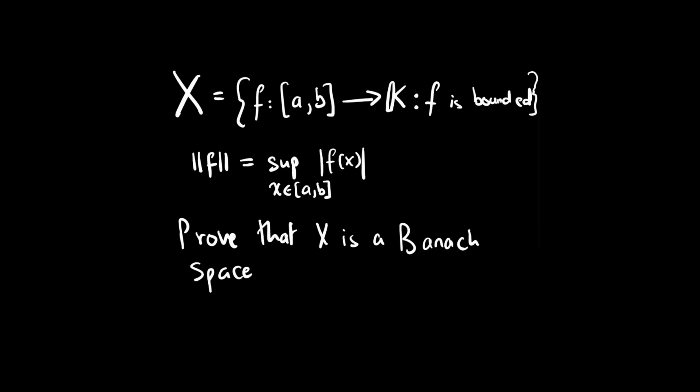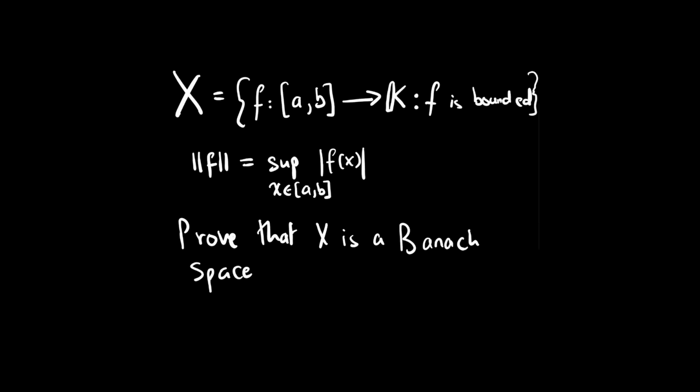All right. So we've been given this question. X, which is a space, contains functions that map numbers from an interval on the real number line, that is from a to b, and they map it to a space K. Now, we're going to talk about what K is later. We have the additional information that f is bounded, and we're given that in this space, the norm of f is the supremum of the absolute value of f when evaluated on x. Prove that X is a Banach space.